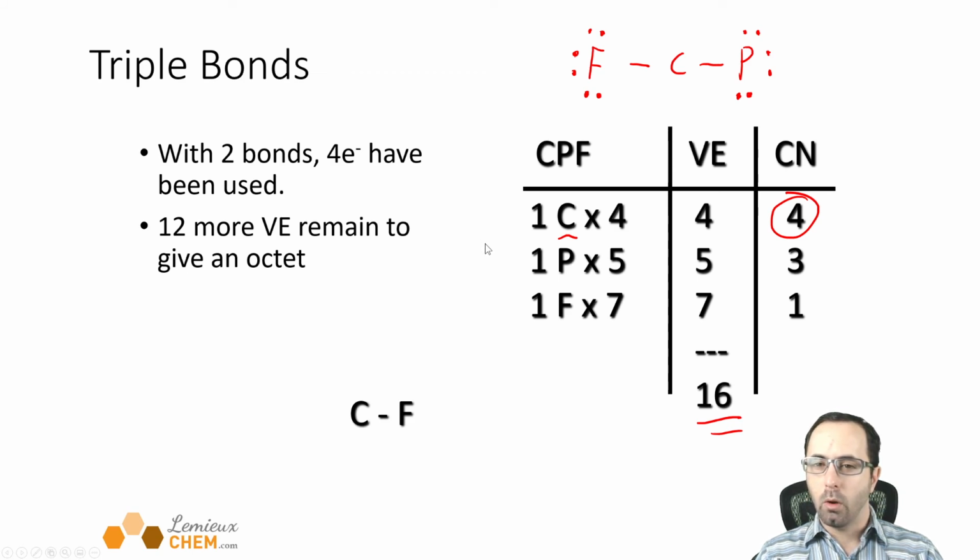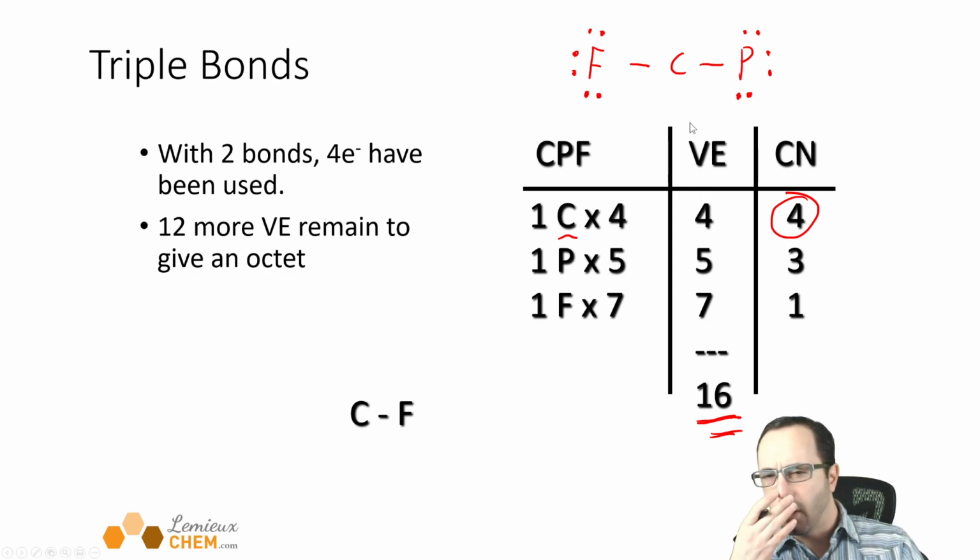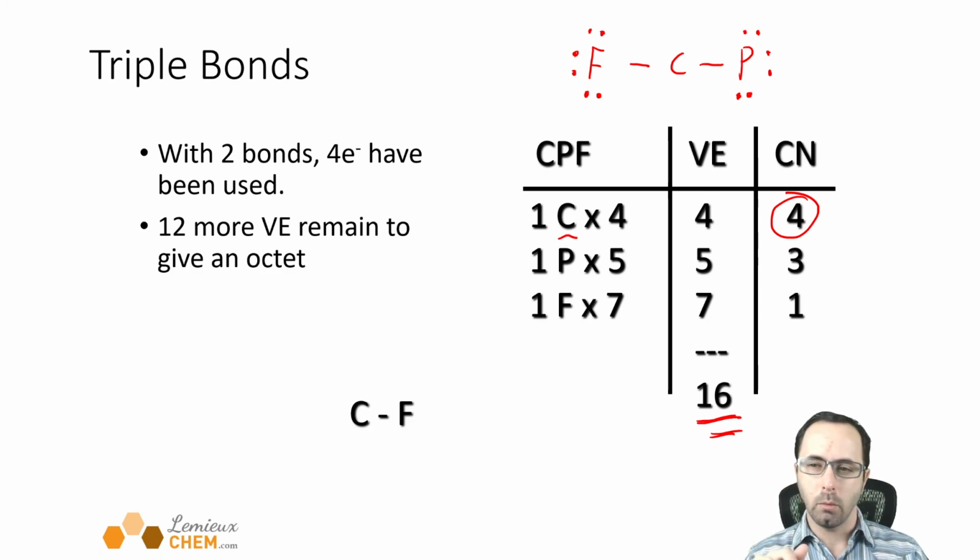Okay, so next we're going to have to figure out a way to share so we can get the carbon to have an octet. So we're going to move on to step 5. Only because we've run out of valence electrons, that's the only time we use step 5 and make double or triple bonds. But since we ran out of valence electrons, we're going to now share. So the question is, which atom are we going to erase its lone pair and turn it into a double bond? The fluorine or the phosphorus?